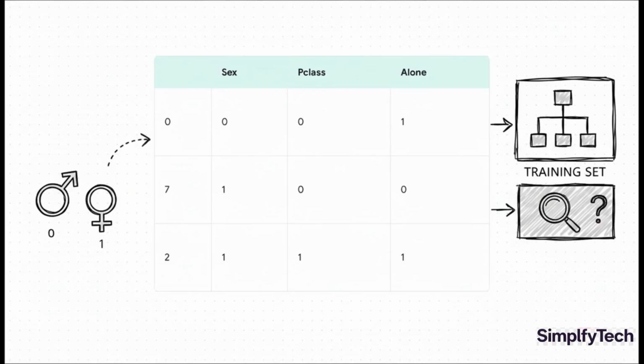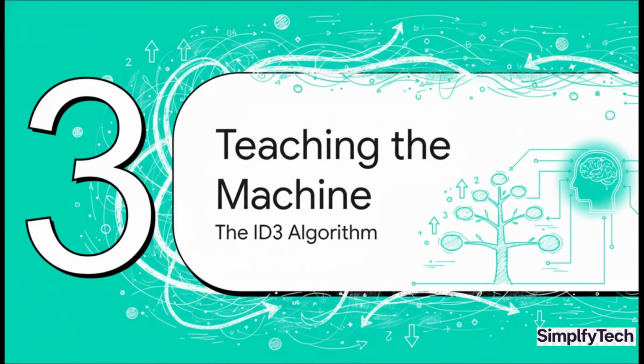After that, we split our data into 2 piles, a training set for the model to learn from, and a testing set that we keep hidden away to see how well it performs on data it's never seen before. Okay, section 3.